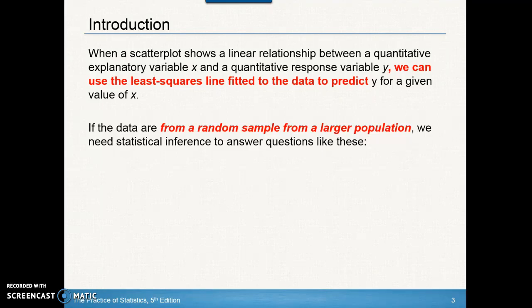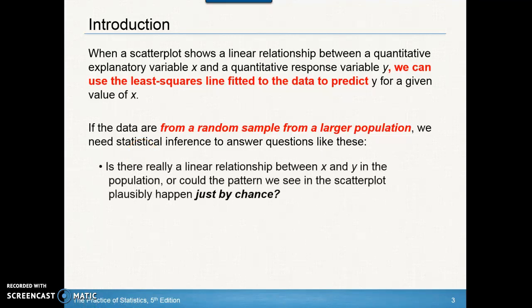All right, so let's take a look at what exactly inference for regression is going to look like. When a scatter plot shows a linear relationship between a quantitative explanatory variable and a quantitative response variable, we in the previous lesson used the least squares regression line fitted to the data to predict y for any given value of x. So here's what we're going to take a look at. If the data was from a random sample from a larger population, we are actually going to need statistical inference, which is our inference testing, to answer questions like this.